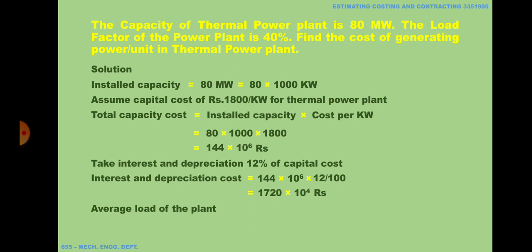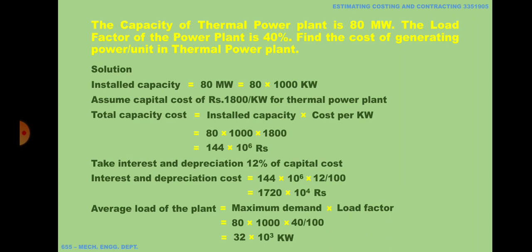Now the average load of the plant is equal to maximum demand into load factor. So what is the maximum demand? We have 18 into 1000, and what is the load factor? 40%. So which is equal to 32 into 10 raised to 3 kilowatt.